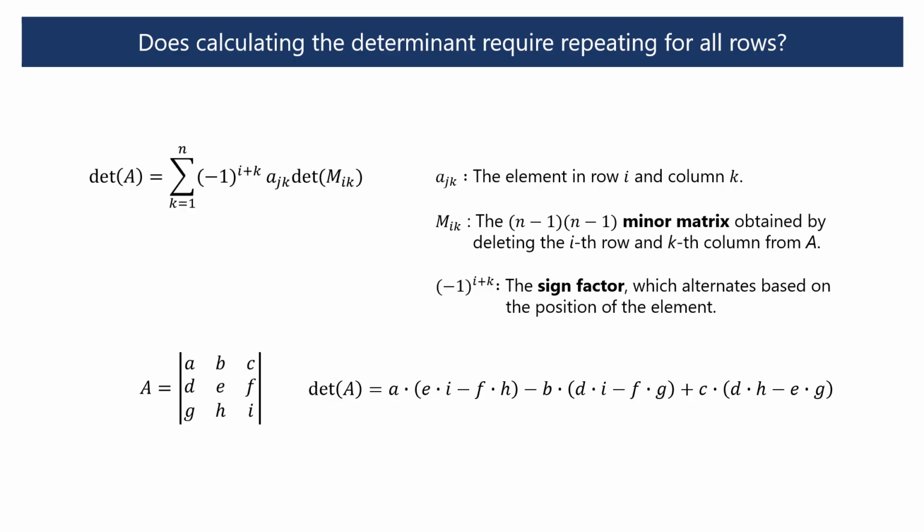Some of you might want to ask, does calculating the determinant require repeating for all rows? No, it does not. When using a cofactor expansion for a determinant, it is sufficient to expand along only one row to calculate the determinant. For example, in a 3 by 3 matrix, you can expand along the first row without needing to repeat for other rows or columns.